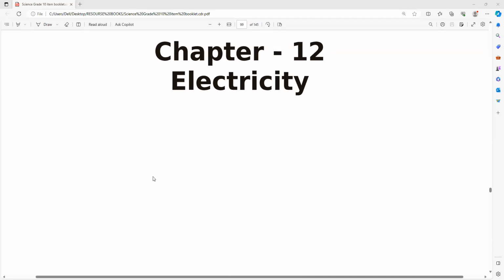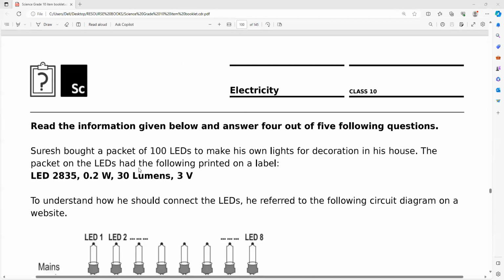Now today's class, we are going to see the CBQs from the electricity chapter. This is one of the most important, and here you will find many new questions also. So let us see what that is and how to solve. If you go to the first question, you can see.